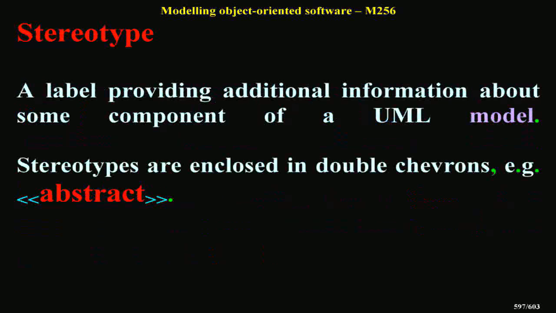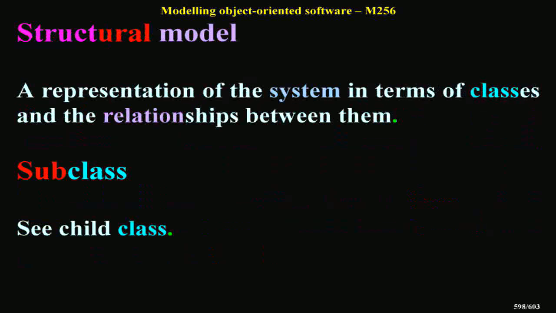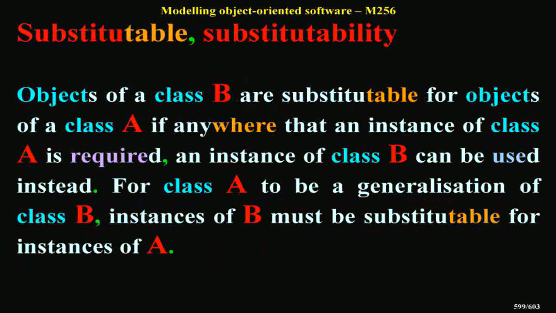Stereotype. A label providing additional information about some component of a UML model. Stereotypes are enclosed in double chevrons, e.g. abstract. Structural model. A representation of the system in terms of classes and the relationships between them. Subclass. See child class. Substitutable, substitutability. Objects of a class B are substitutable for objects of a class A if anywhere that an instance of class A is required, an instance of class B can be used instead. For class A to be a generalization of class B, instances of B must be substitutable for instances of A.